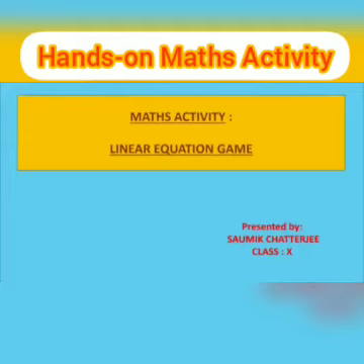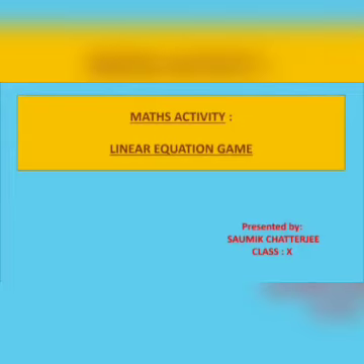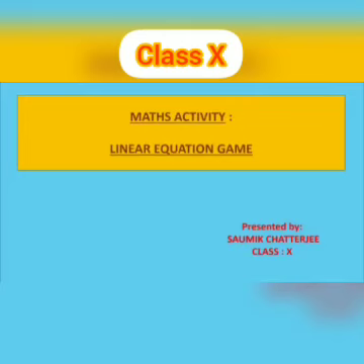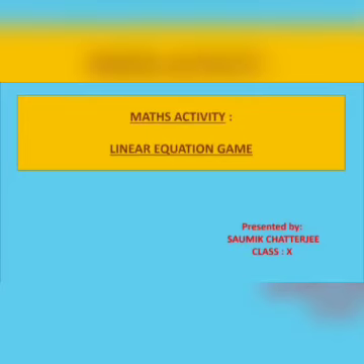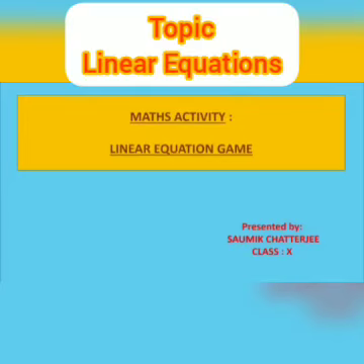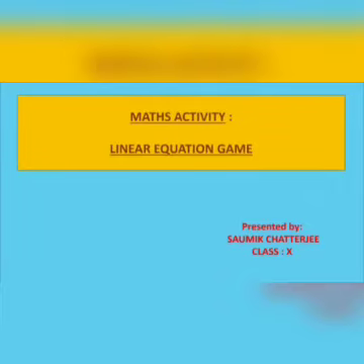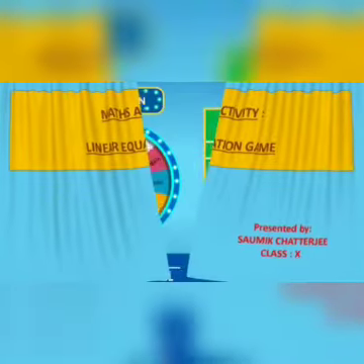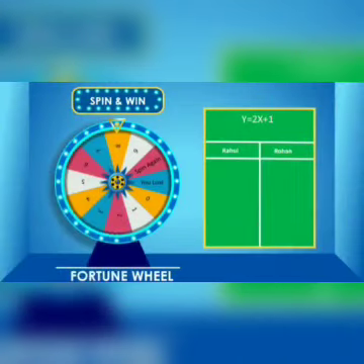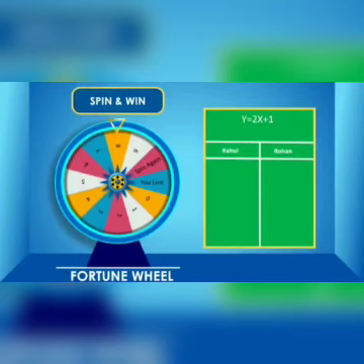This is my math activity, and in my math activity I have made a linear equation game. In this game, two friends, Rahul and Rohan, are playing against each other. The student is required to pick a number by turning the fortune wheel.